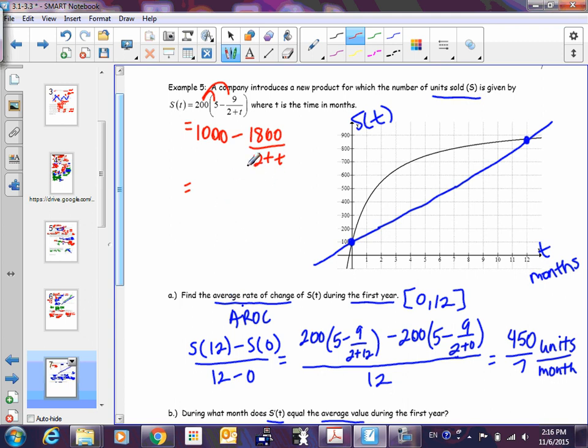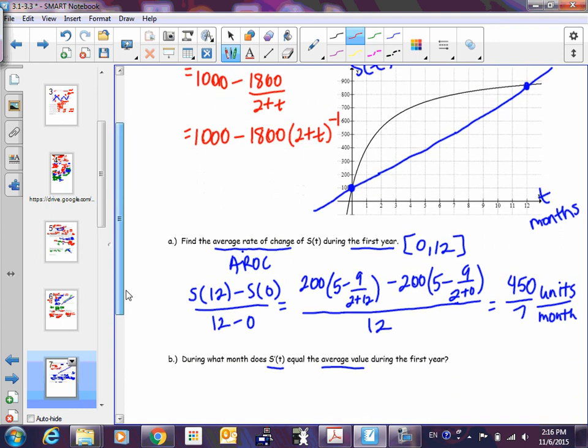Quotient, which isn't horrible, but because the numerator is just a number, I can actually rewrite it like this: 2 plus t to the negative 1. That's not the derivative, but this helps us find the derivative. So the derivative of 1,000 is 0. Negative 1 times negative 1,800 is positive 1,800. Keep the 2 plus t alone, and then subtract 1. And then technically you would want to multiply by the derivative of the inside, which happens to be 1.